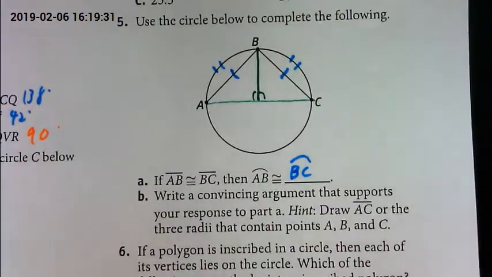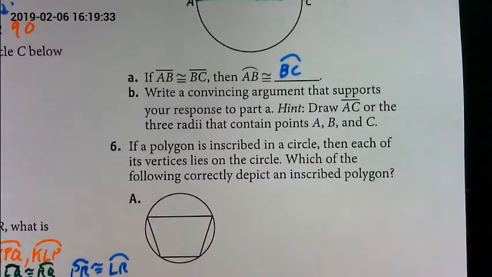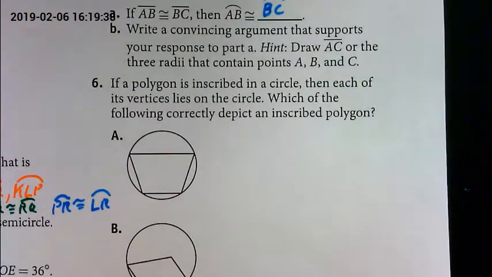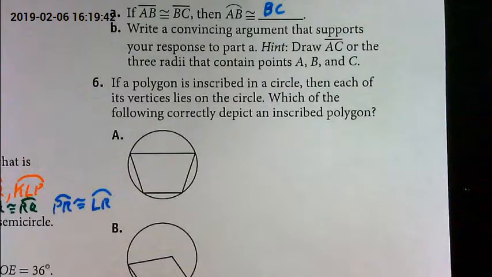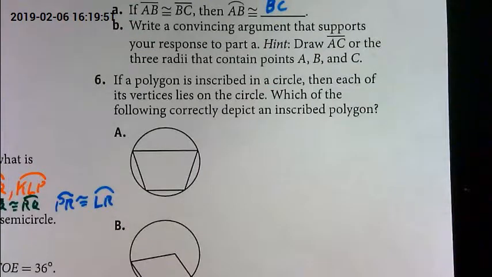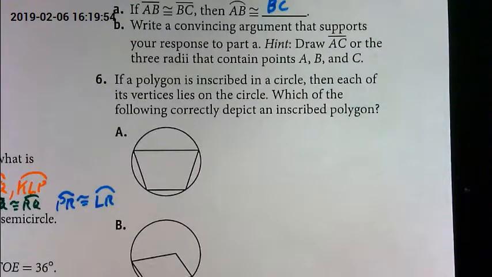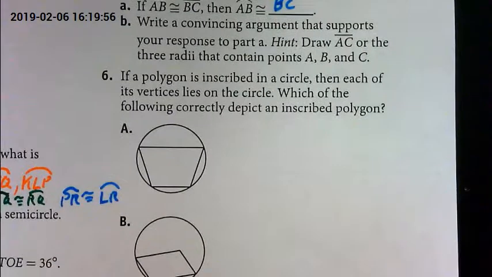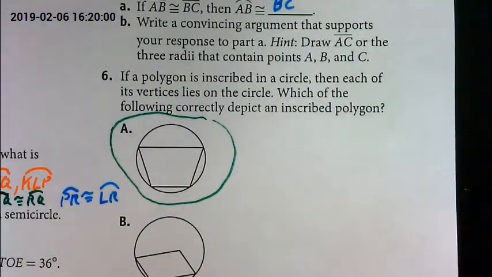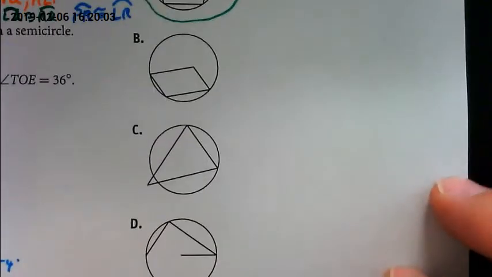All right, moving on to number 6. If a polygon is inscribed into a circle, then each of its vertices lie on the circle. Which of the following correctly depict an inscribed polygon? So, this should be a very easy question. Which one's inscribed into the circle? A. It's the only one that has all the vertices on the circle. The other ones are not inscribed into the circle.